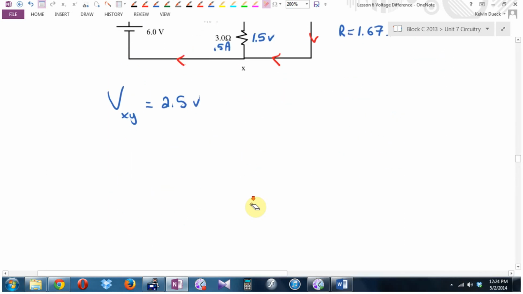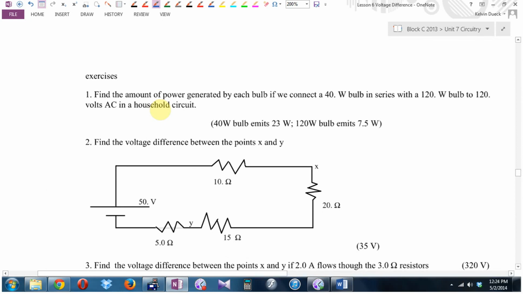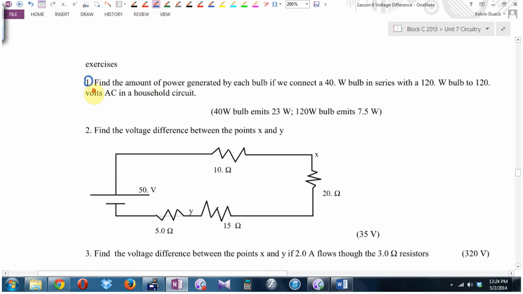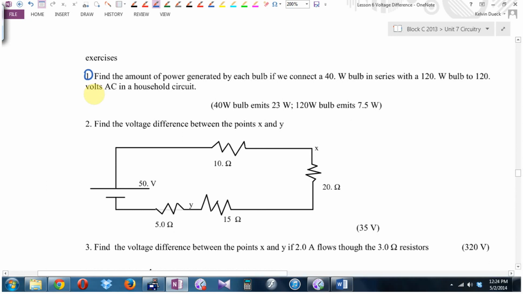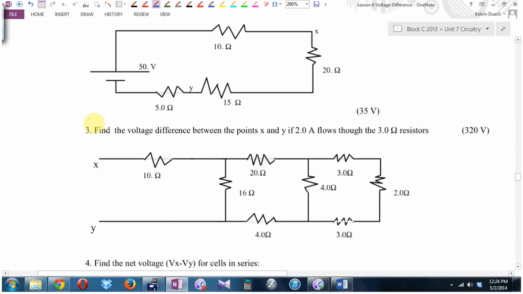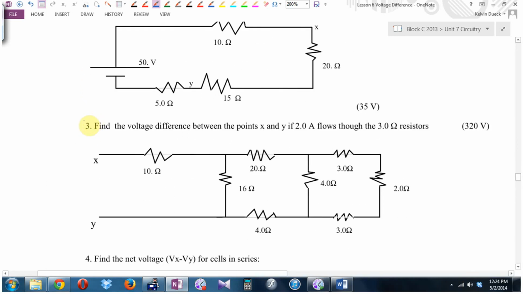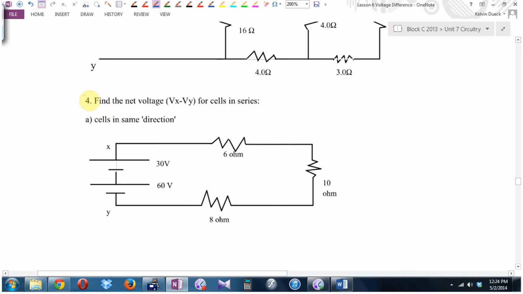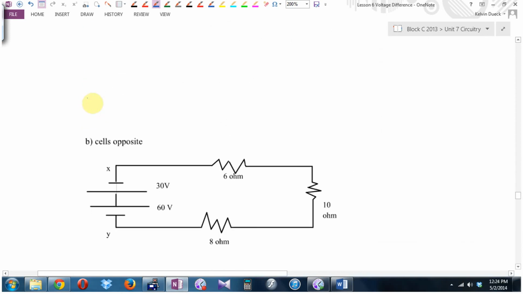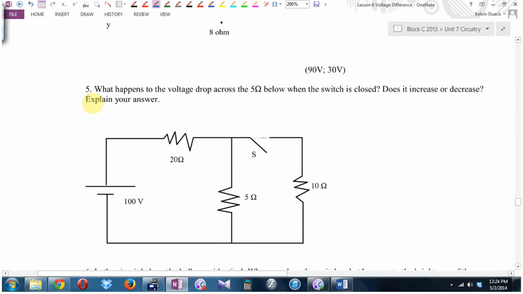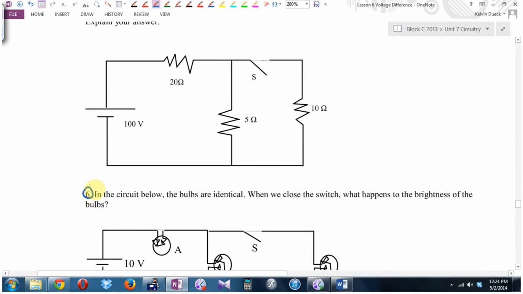Okay? What's your homework? Number 1. Number 2. 3 is good. 4 is good. Again, going to give you lots of practice. 5 is good. 6 is good. Take a look at 5 and 6. I'm going to argue those are the same question.